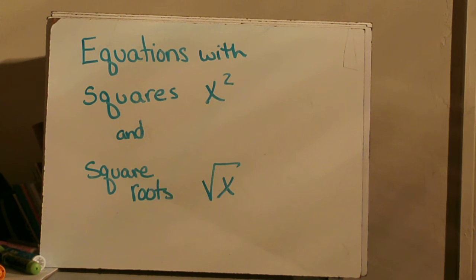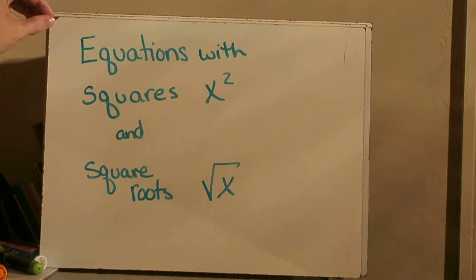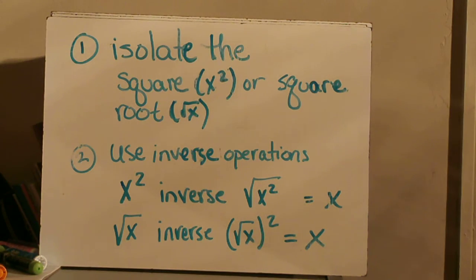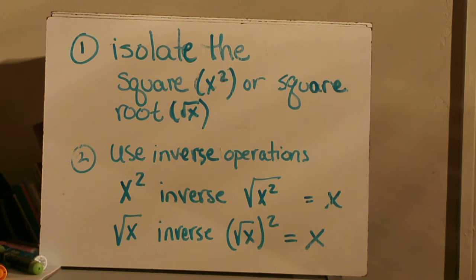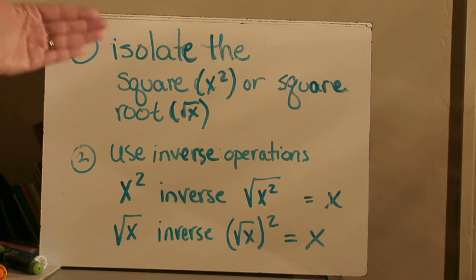This video is on solving equations that have squares or that have square roots. So, equations with squares and square roots. Just like any other equation, the first thing you're going to want to do is to isolate your square or your square root. Now these are called radical numbers, but we do want to isolate them.